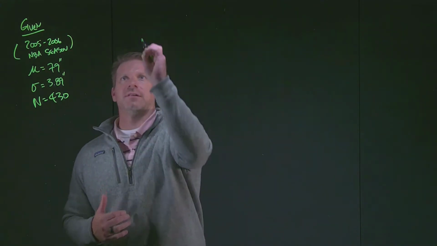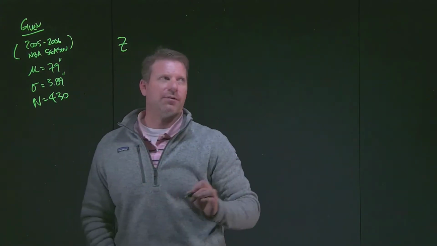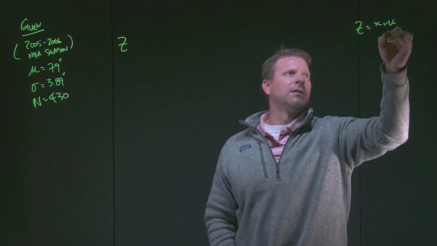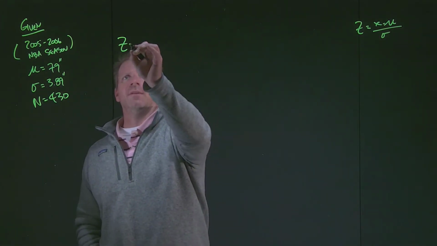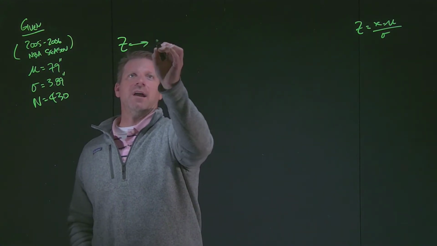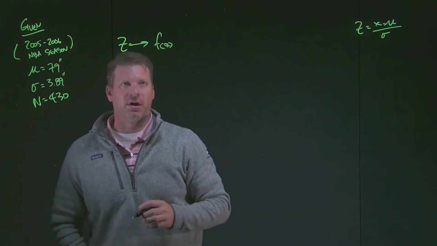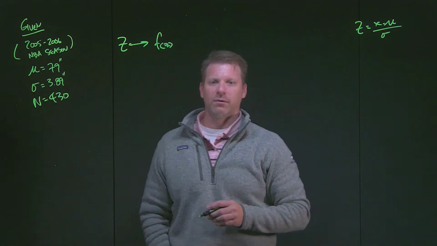In previous videos, we've said, okay, we're going to calculate some standard normal value, Z equals x minus the mean divided by the standard deviation, our standardizing formula. But we can then use that Z value and find the area underneath the curve on our Z distribution chart. So given a Z value, we can find the area underneath the normal curve that corresponds to it.